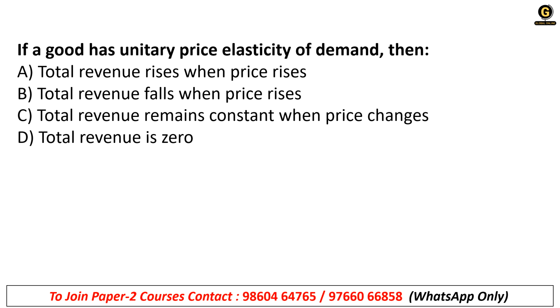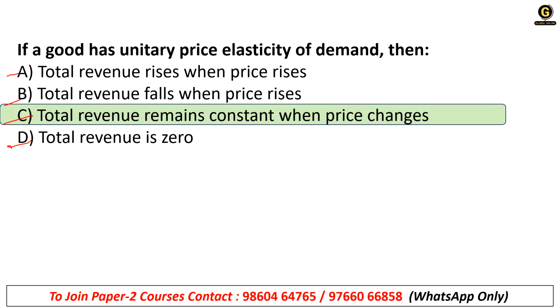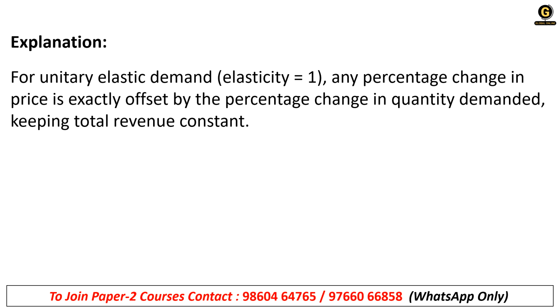Correct. Next, if a good has unitary price elasticity of demand, then A, total revenue rises when price rises, B, total revenue falls when price rises, C, total revenue remains constant when price changes, or D, total revenue is zero. What is it? It is option C. Total revenue remains constant when price changes. That is only when a good has unitary price elasticity of demand. See, for unitary elasticity of demand, elasticity is equal to 1. Any percentage change in the price is exactly offset by the percentage change in quantity demanded, right? So keeping total revenue constant.